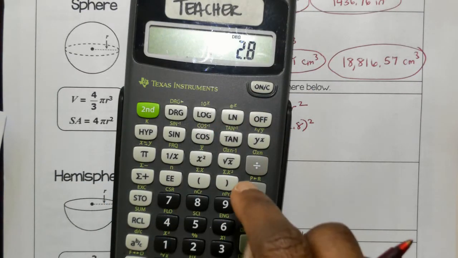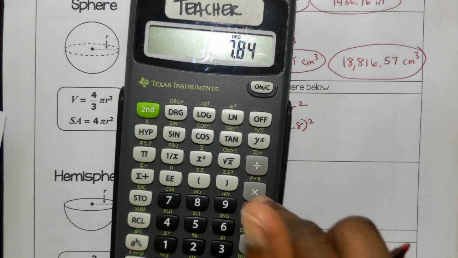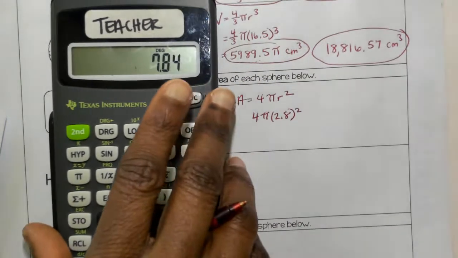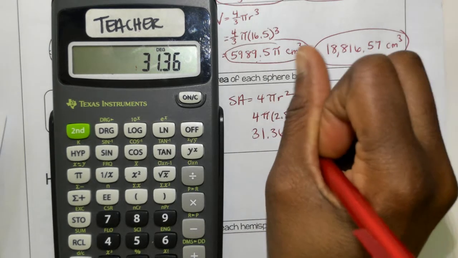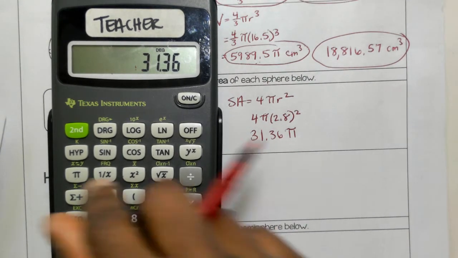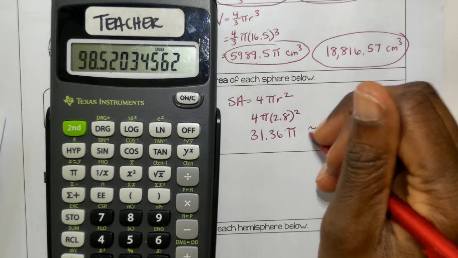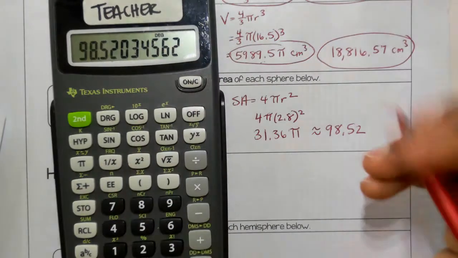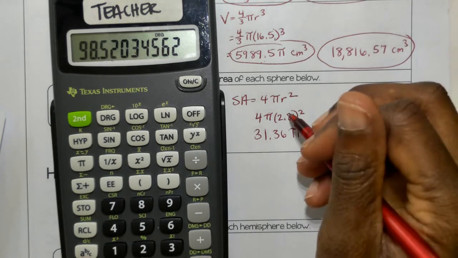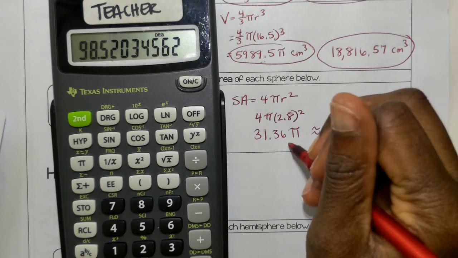So 2.8 squared this time and not cubed, times 4, 31.36 pi, and actually timesing it by pi, 98.52, and these are meters squared because we only had radius times radius, so radius squared.